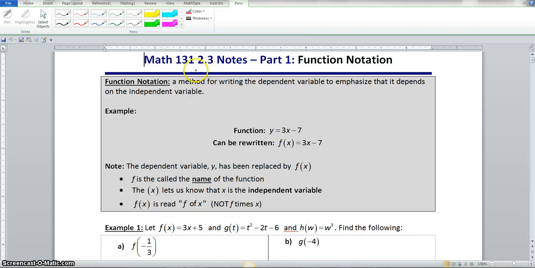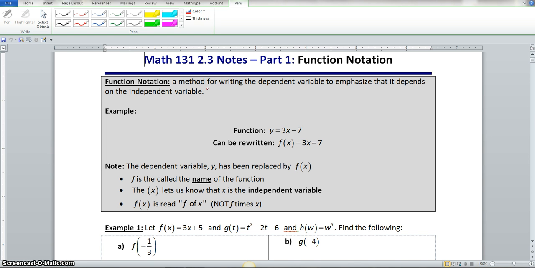Hello class, we're about to start section 2.3, part 1, function notation. Function notation is a method for writing the dependent variable to emphasize that it depends on the independent variable. We have an example: the function y equals 3x minus 7 can be rewritten as f of x is equal to 3x minus 7. Note, the dependent variable y has been replaced by f of x.